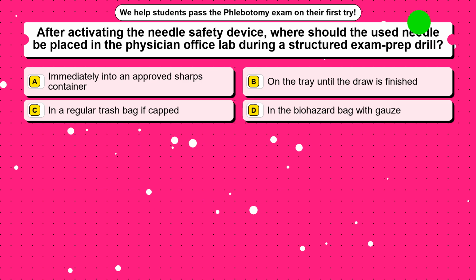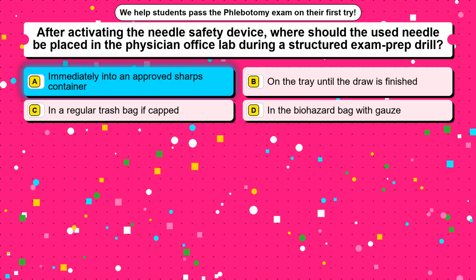Question 17. After activating the needle safety device, where should the used needle be placed in the physician office lab during a structured exam prep drill? Option A. Immediately into an approved sharps container. Option B. On the tray until the draw is finished. Option C. In a regular trash bag if capped. Option D. In the biohazard bag with gauze.